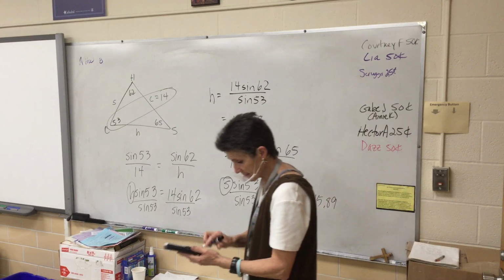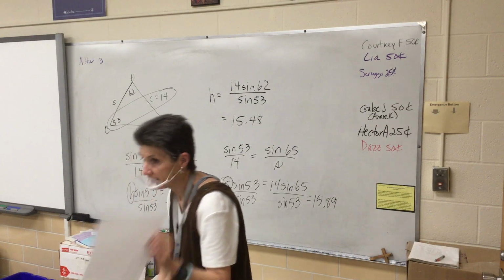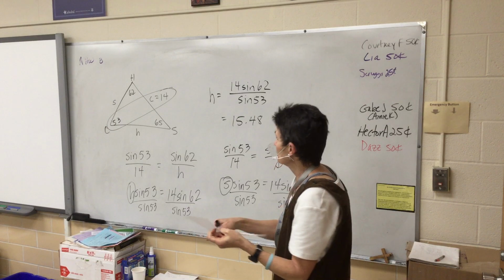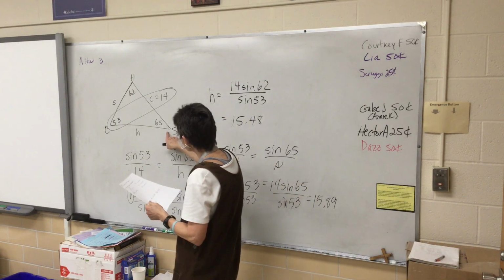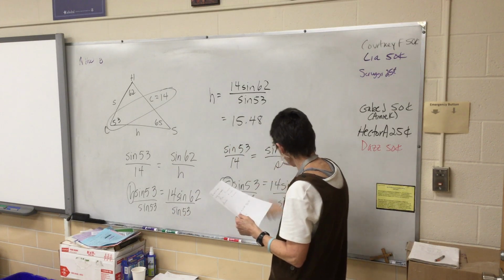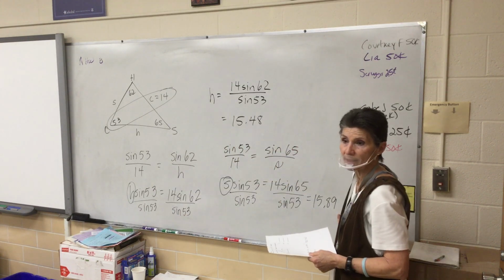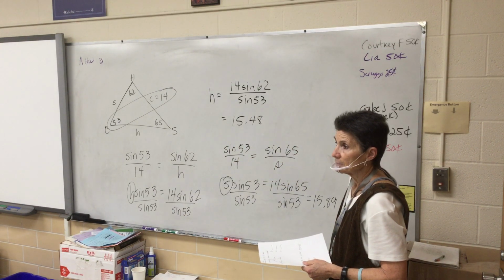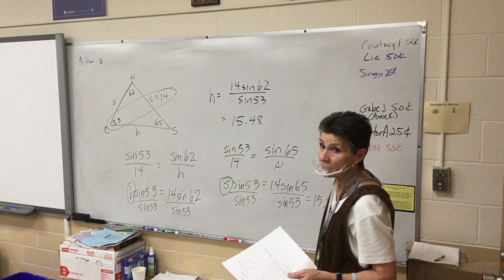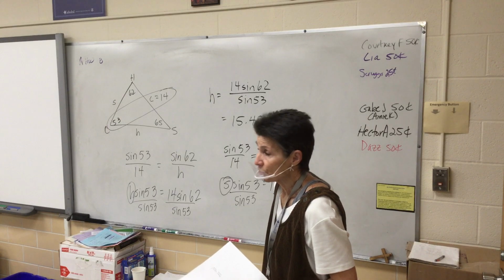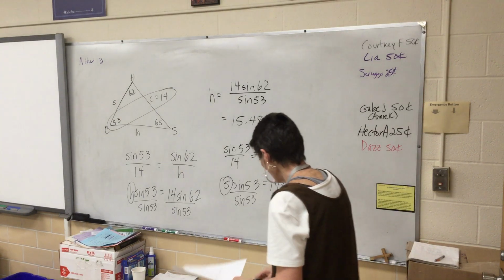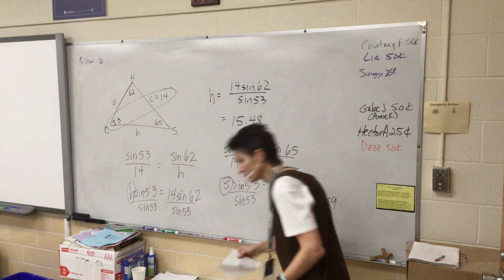So over here is exactly what your quiz looks like, okay? In the blanks, you put down angle S is 65, side H was 15.48, and side S was 15.89. I think that's easy if you've been paying attention, right? Make sure you can type it in on your calculator. All right, so that's number one. Are we all good with that?